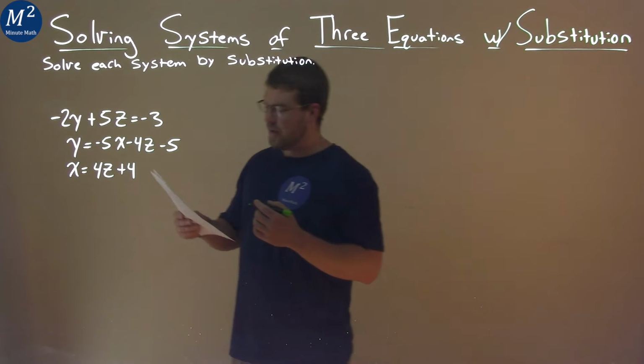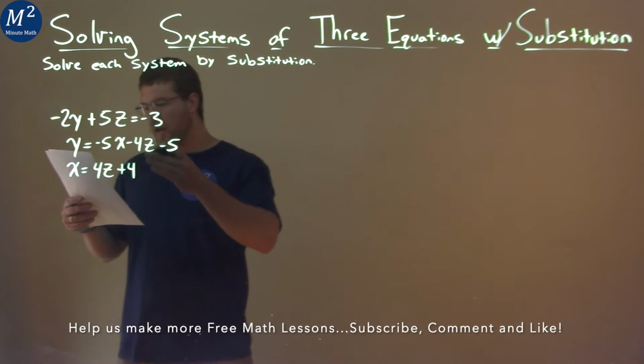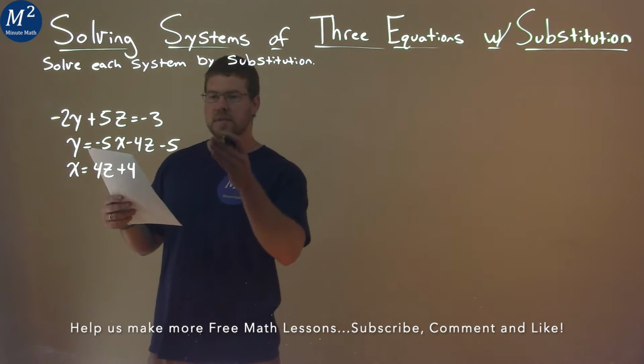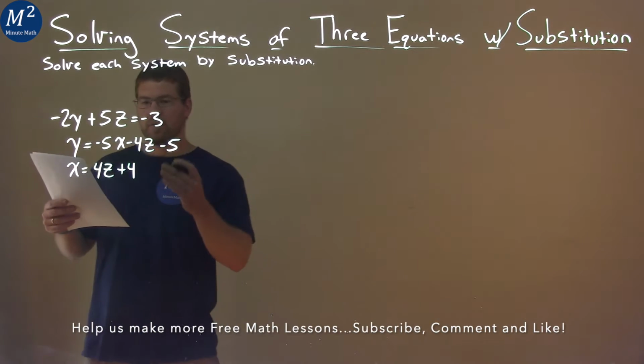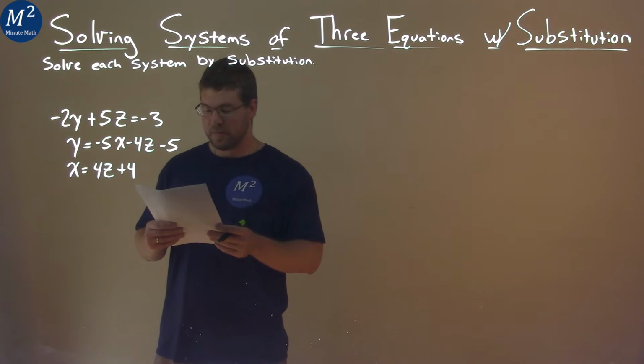We're given this problem right here. Negative 2y plus 5z equals negative 3. y equals negative 5x minus 4z minus 5. x equals 4z plus 4. And we want to solve the system by substitution.